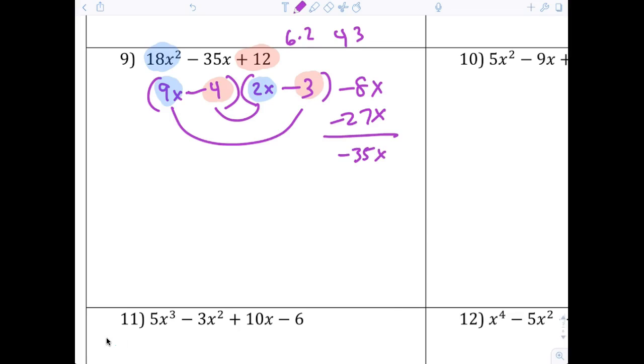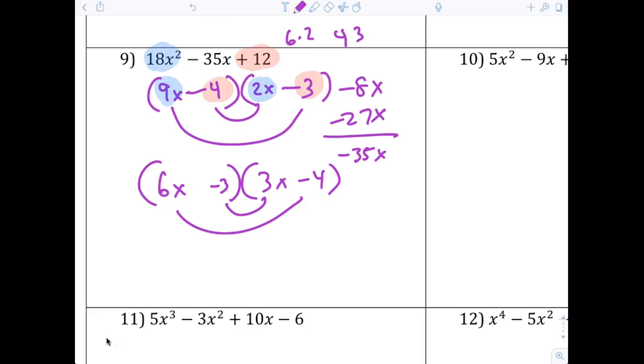Good for you. I did 6 and 3. You can't. It's not possible. So let's see what you got. Even though I'm glad you said that, 6x and 3x, what did you put down? Negative 9 and negative 24 is negative 33.